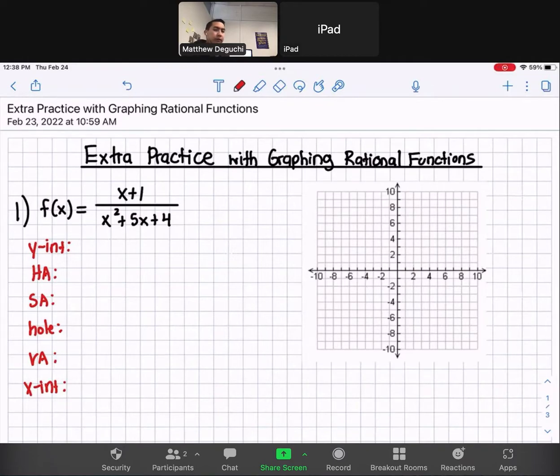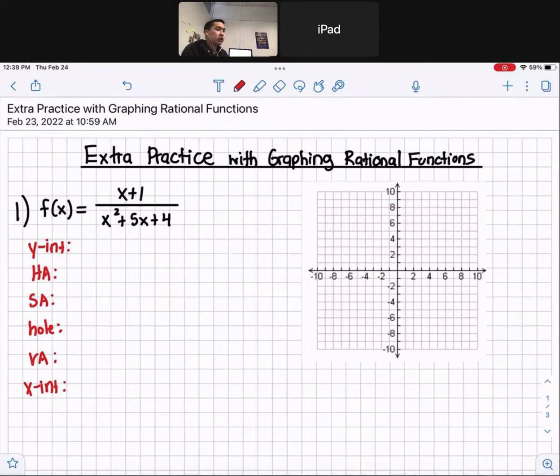Hey guys, here's your practice or extra practice with graphing rational functions, okay? Just so that you guys can check your work. You worked on this in class today, so make sure you check your work and make sure you got everything correct.